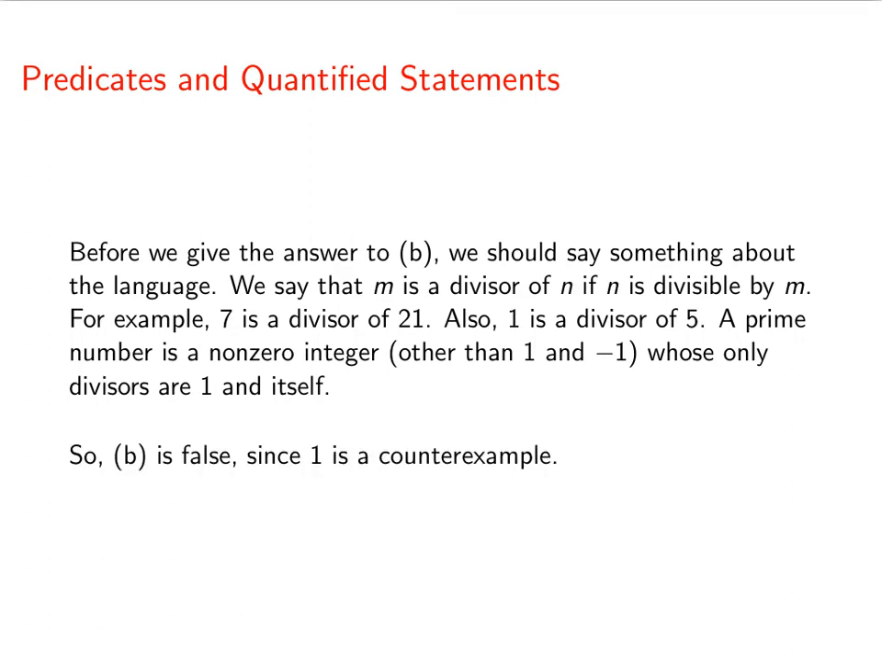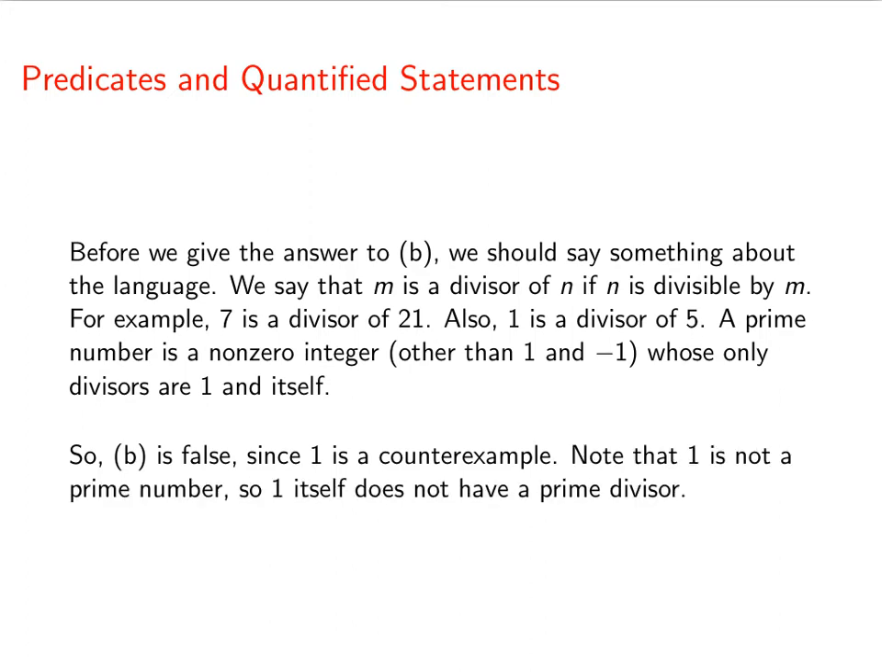So B is false because 1 is a counterexample. Now, we should note that 1 is not a prime number. You can win a bar bet out of this. You like to think that 1 satisfies the definition of a prime number, but in fact it is not. 1 is neither prime nor composite. It falls in its own category. So 1 itself does not have a prime divisor.